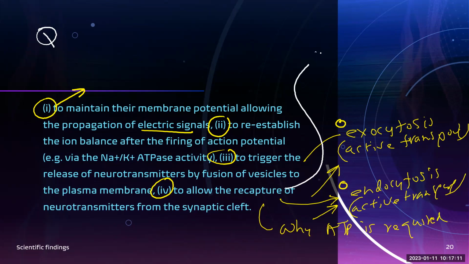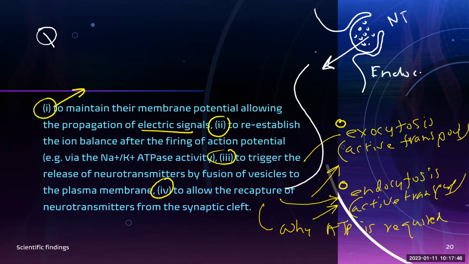Now, how is energy used for the recapture process? If these are the neurotransmitters in the synaptic cleft, what happens? The membrane uses the endocytosis method to recapture the neurotransmitters. For endocytosis, it again needs energy. It is an active process, right? Endocytosis.